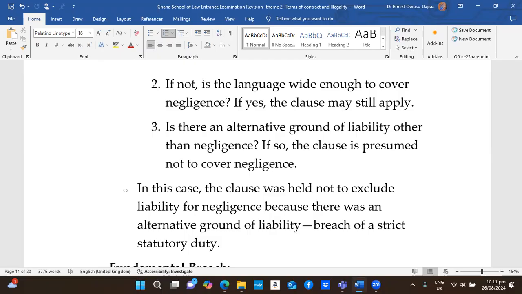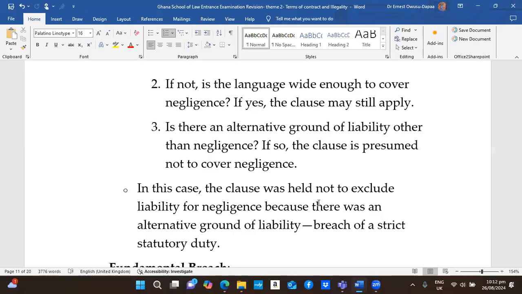But if you look at the circumstances of the Canada Steamship case itself, the court took the view that the clause did not really succeed in excluding liability for negligence. The reason being that there was an alternative ground of liability, and that was a breach of what they call the statutory duty. There was a law which actually made it mandatory not to cause the damage or danger which has occurred by negligence, and that is a statutory duty. And for that matter, the court took the view that the exclusion clause, quite apart from not mentioning the word negligence, did not actually cover the breach which had occurred.